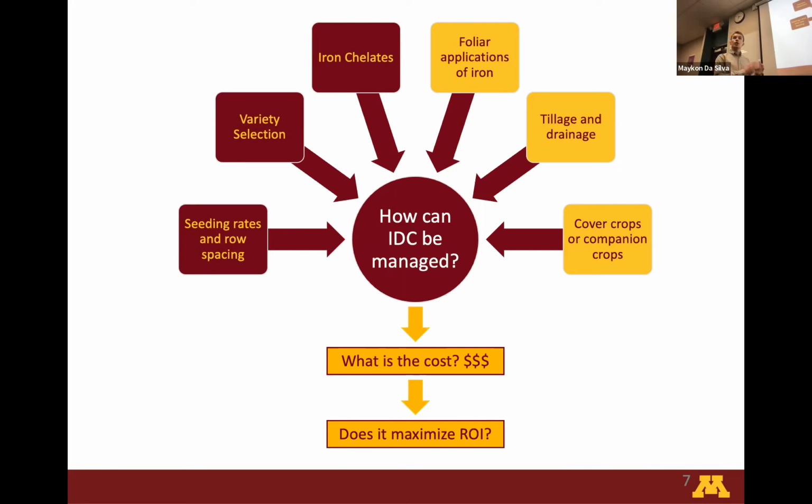But as I mentioned, each of these strategies come at some cost. So we know that there is a trade-off between managing IDC with varieties, with seeding rates, with iron chelates. So we don't want only to test these management strategies. We also want to evaluate these trade-offs in cost and yield in a way that we are able to inform farmers which of these management strategies will offer them the best return on investment.